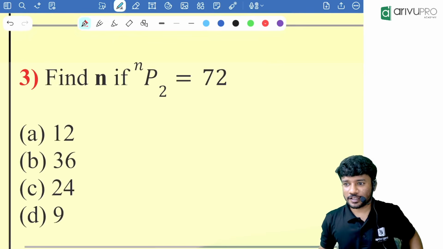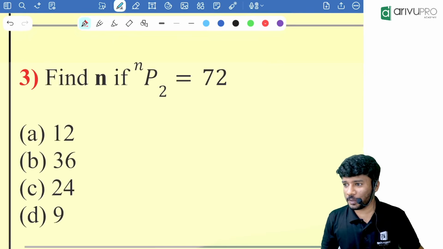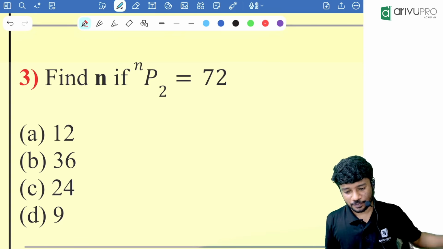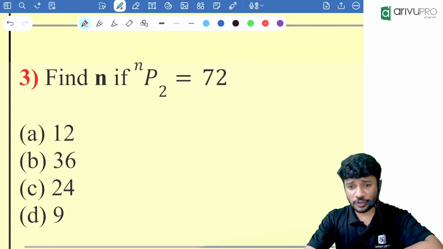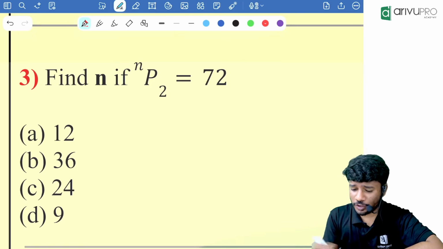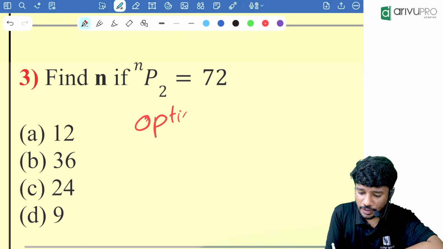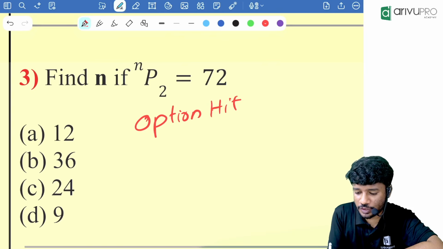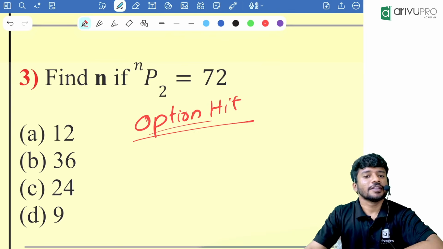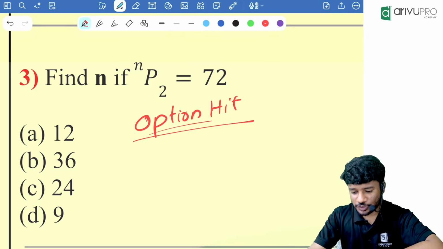Now look here. If you get the answer, tell me. You can do it, people. Let's try. Will you go and sit and solve all the things? No. You will do what? Option hit. Option hit. You should get 72. Correct. You should get 72.